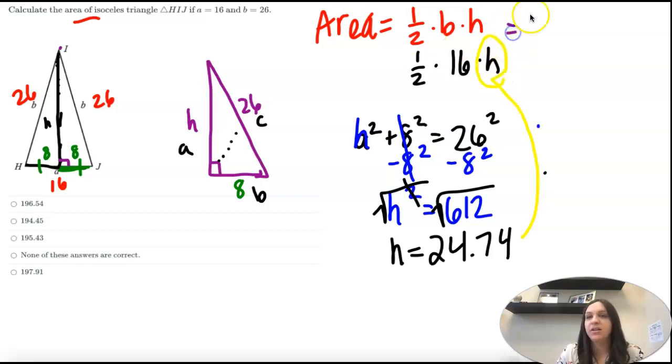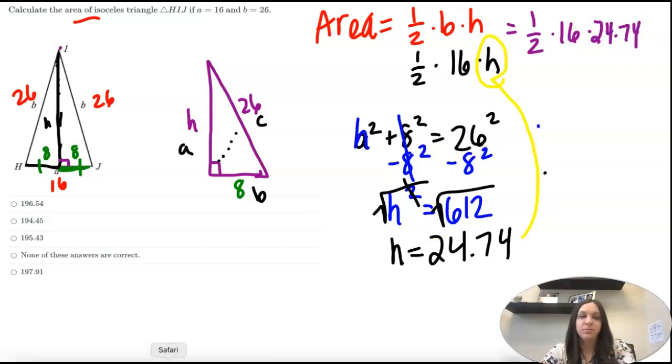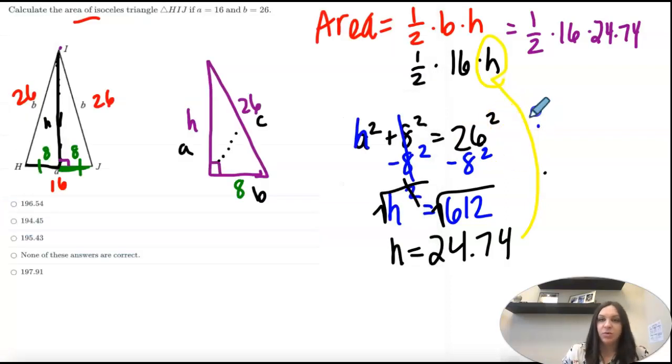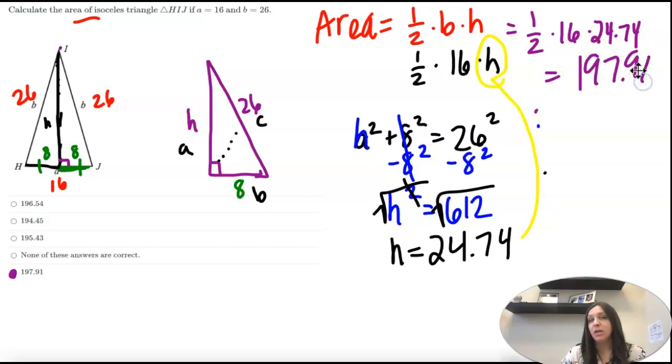So my area is 1/2 times 16 times 24.74. 1/2 times the base times the height, which is 197.92, or 91, because we rounded right here. So every time you round, you get a little bit off from what you started with.